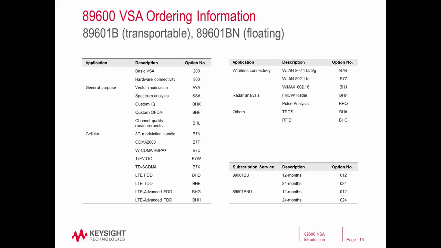Also shown here are the update subscription services that can be purchased for 12-month or 24-month periods. We also offer both a floating as well as a transportable license option, where the floating license is a server-based license that can be shared by multiple users, and the transportable license resides on a single instrument or PC, but then can be moved around as needed.